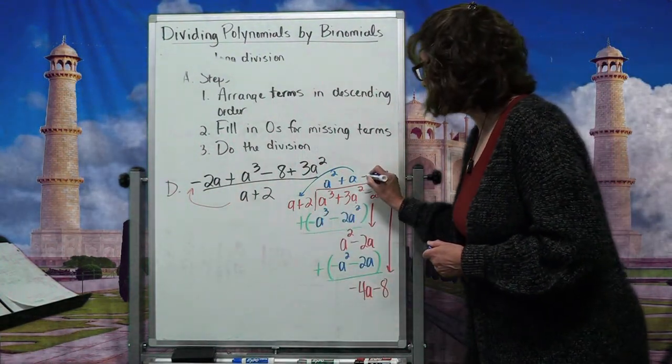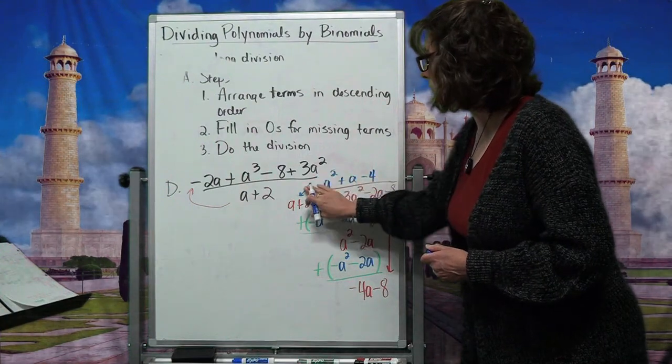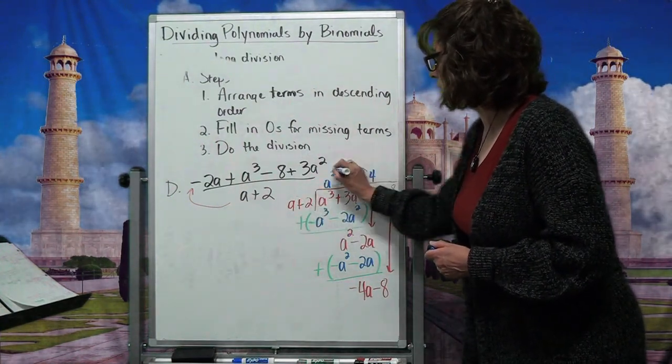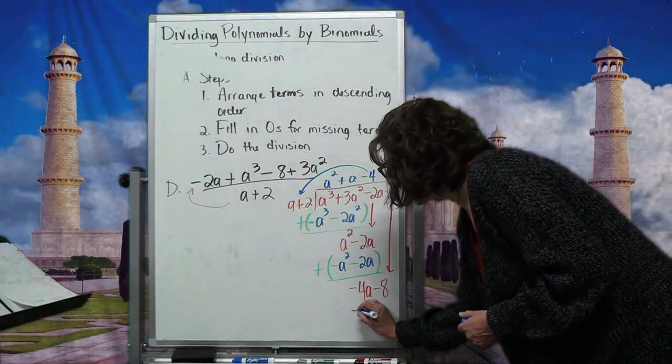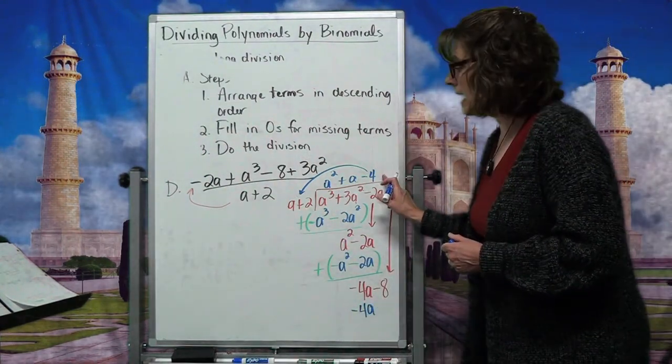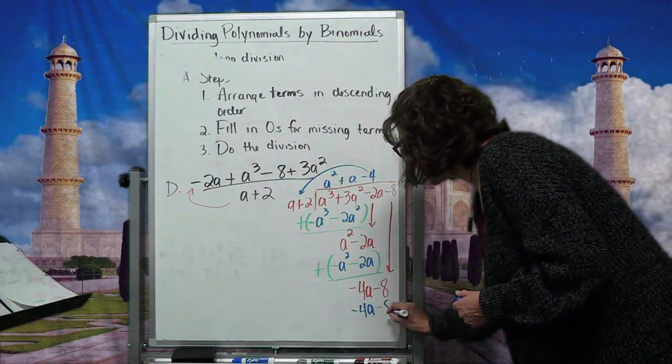I'd multiply by a -4. And if I'm repeating that process, what I'm going to do is take that -4 and multiply it to everything that's here. -4 times a is a -4a. -4 times 2 is a -8.